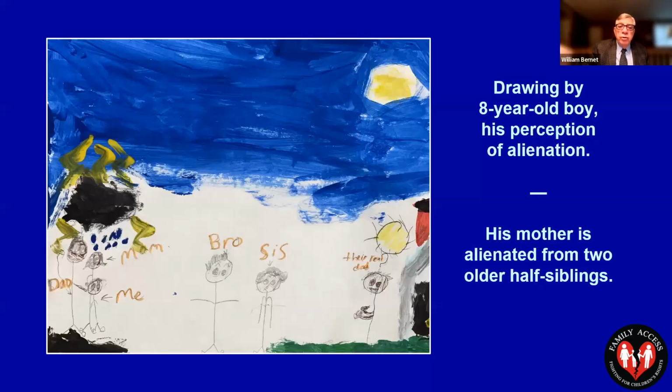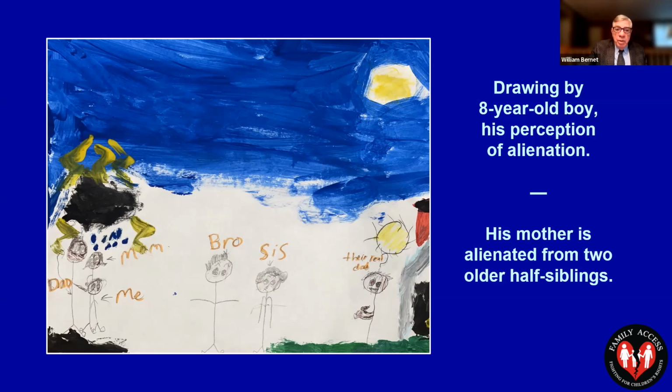So this first one is kind of interesting because the child who's drawing the picture himself isn't alienated. But this is really unusual. See, the child who's drawing the picture is this little boy on the left-hand side, and it says me, with his own dad and mom. And he is aware that his older brother and sister are alienated from mom. In other words, this is a child who's only 8, who's describing parental alienation as occurring in his family.